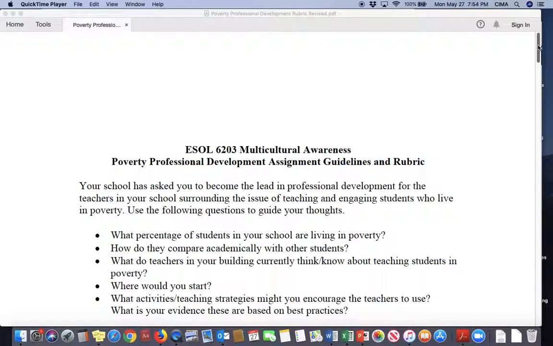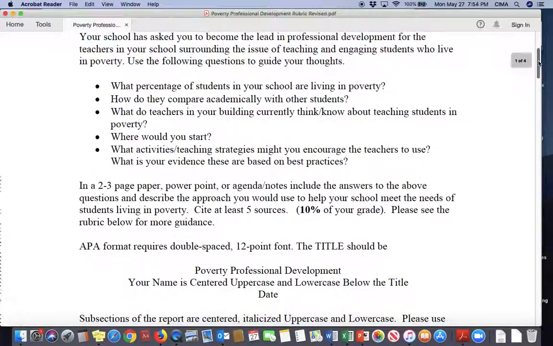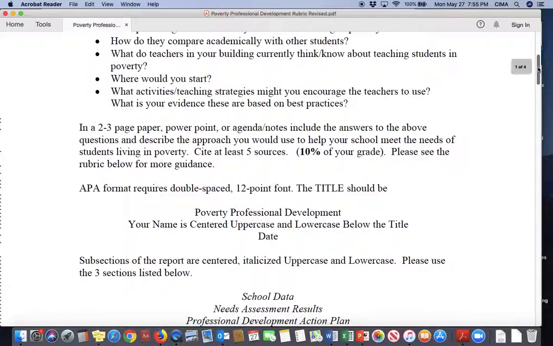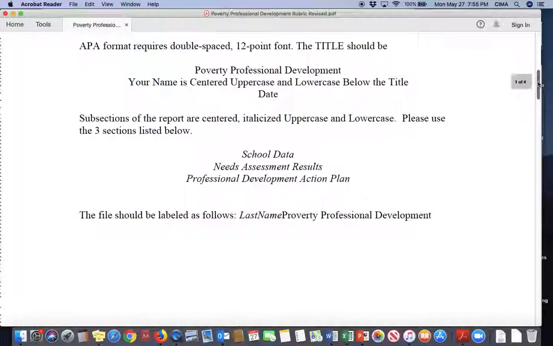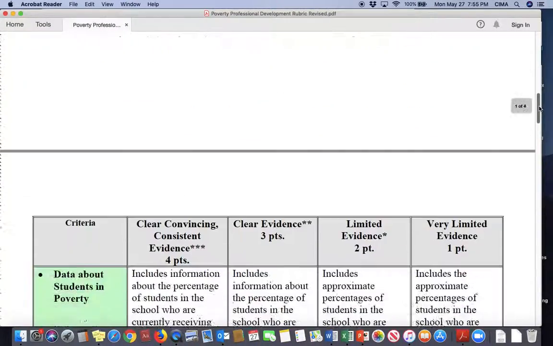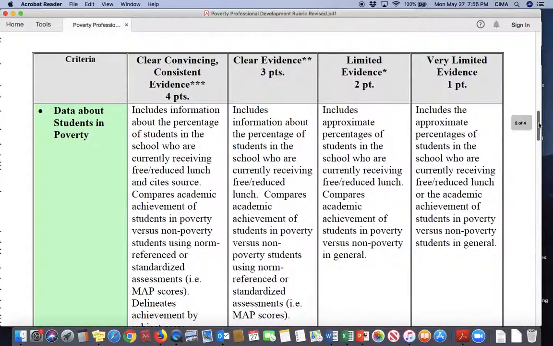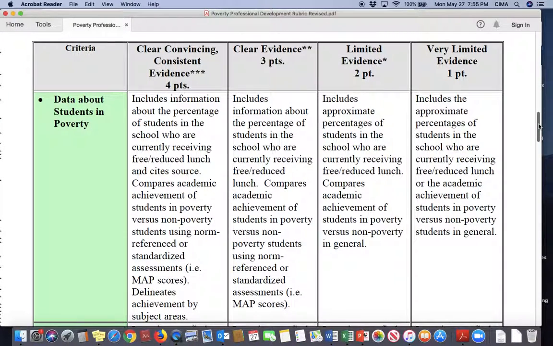So, in about a 2 to 3 page paper, or however you want to communicate how you might do this assignment, that's what you'll be basing it on. So, you'll cite at least 5 sources. This is a big chunk of your grade because I think poverty is such a big issue in our schools. And we know that this is a group that does not perform as well and is very, very challenging. We all know that. So, first thing, let's start with data.